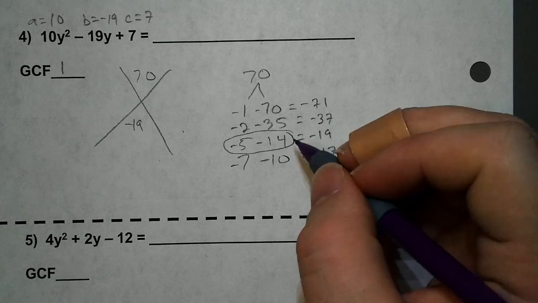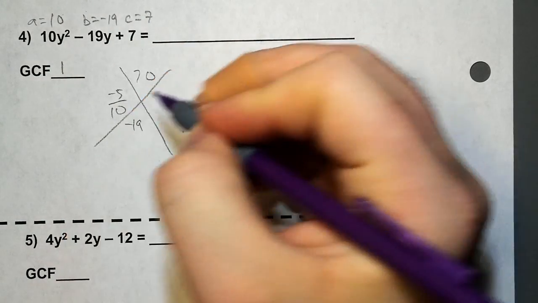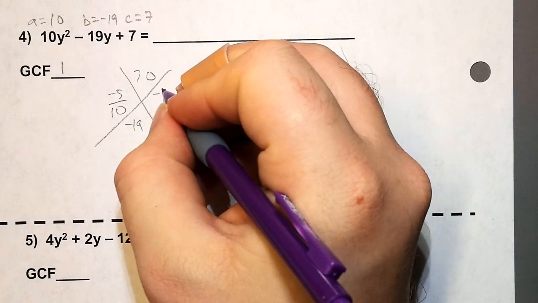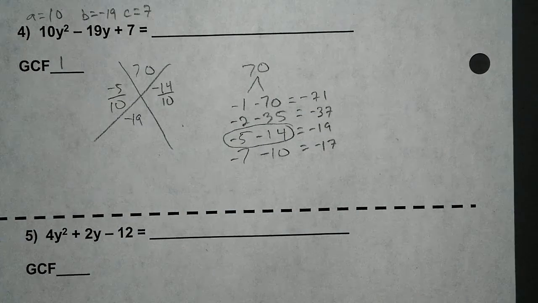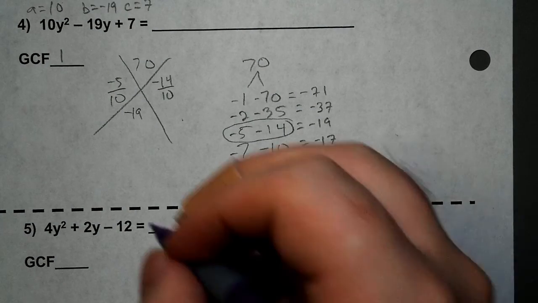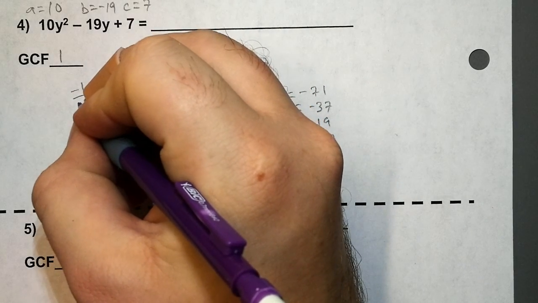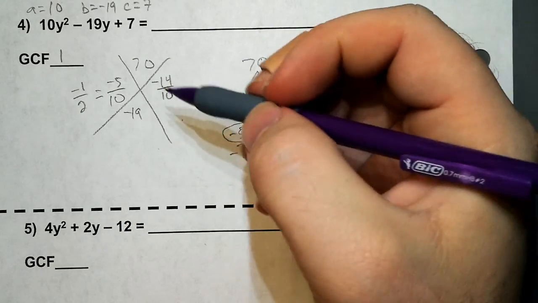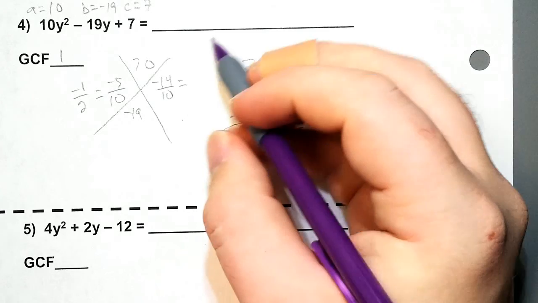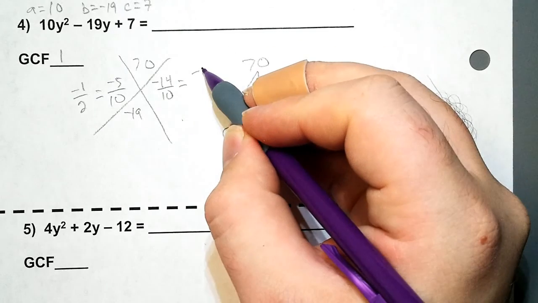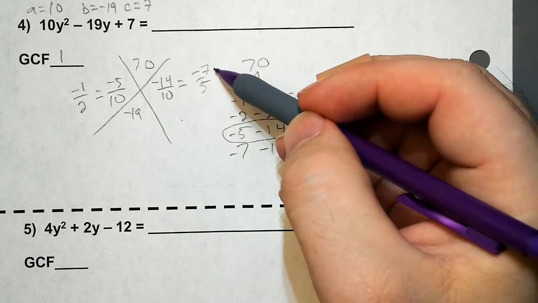So let's write our first factor as negative 5 over our a value, which was 10. Our next factor is negative 14, and put it also over 10. Now, can we reduce these? Yes. This one comes out to negative 1 over 2, because I can divide them both by 5. I can divide both of these by 2. This one's going to end up being negative 7 over 5. Can't reduce that anymore. Can't reduce that anymore.